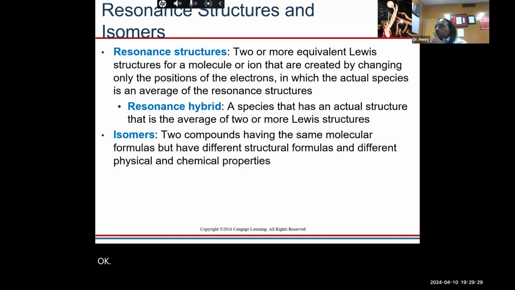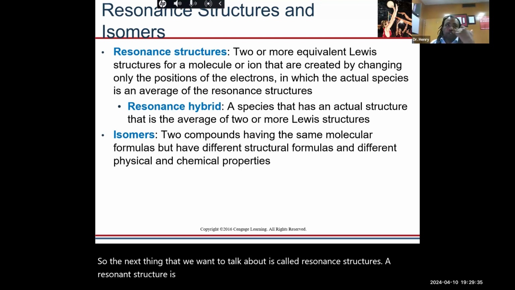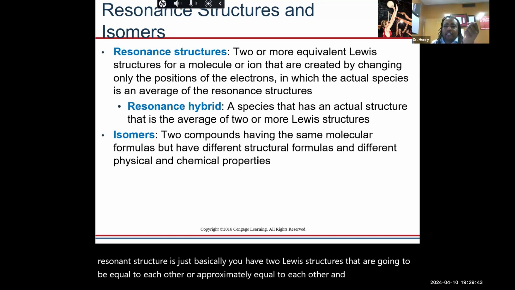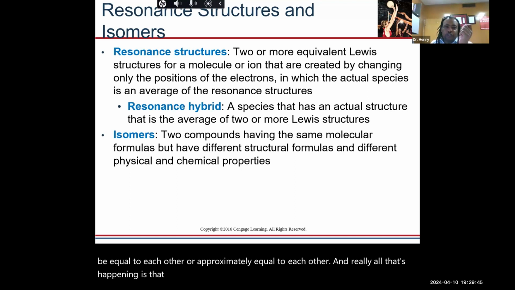So the next thing that we want to talk about is called resonance structures. A resonance structure is basically two Lewis structures that are equal to each other or approximately equal to each other. And really, all that's happening is that the electrons are moving positions.